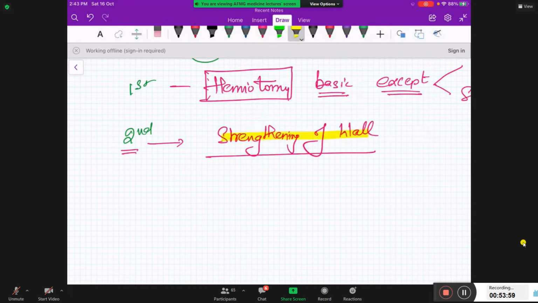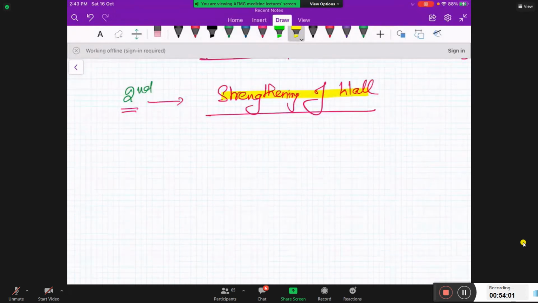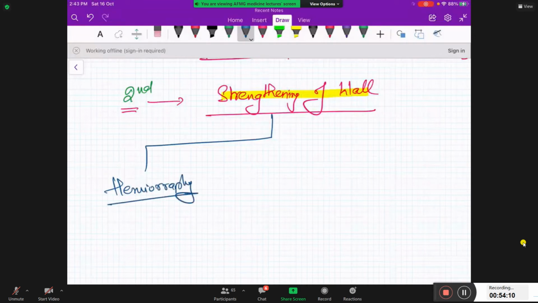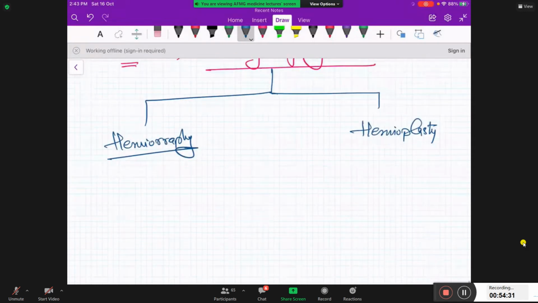Now for strengthening of the wall, there are two ways. One way of strengthening a wall is called herniorrhaphy. Another way of strengthening a wall is called hernioplasty. Herniorrhaphy or hernioplasty, what is the difference?